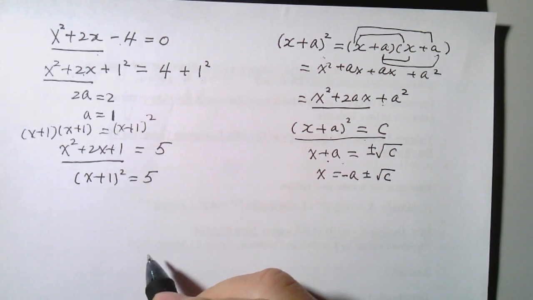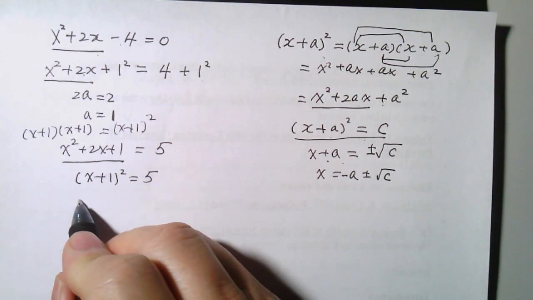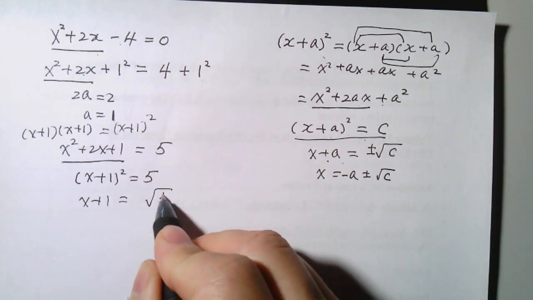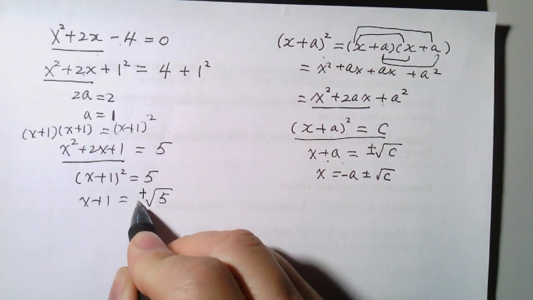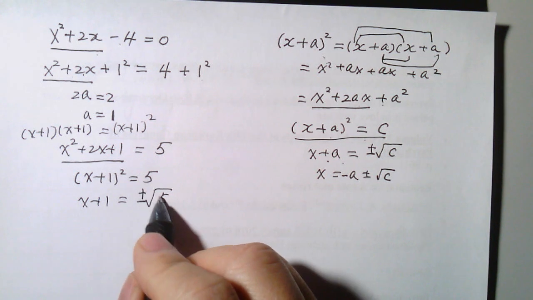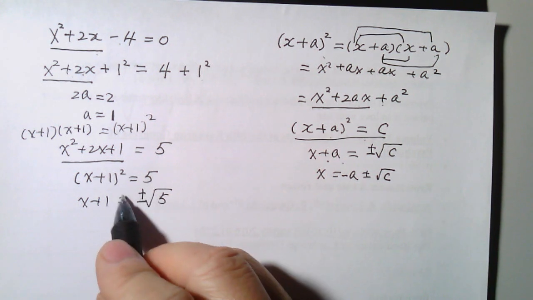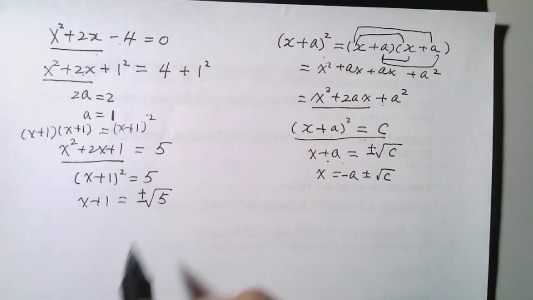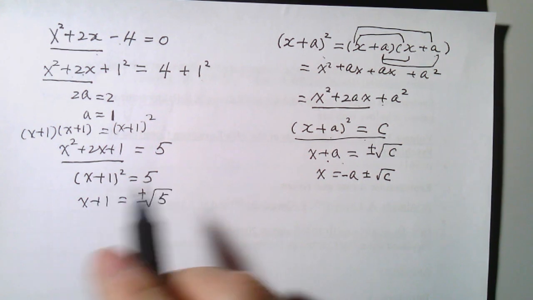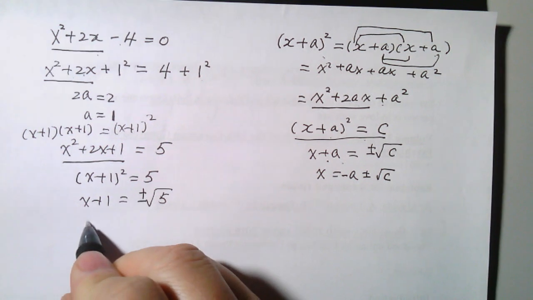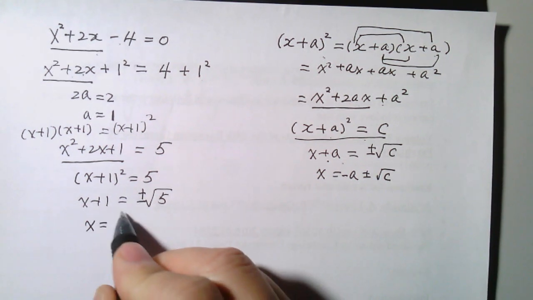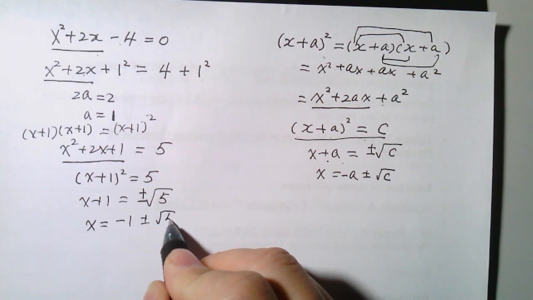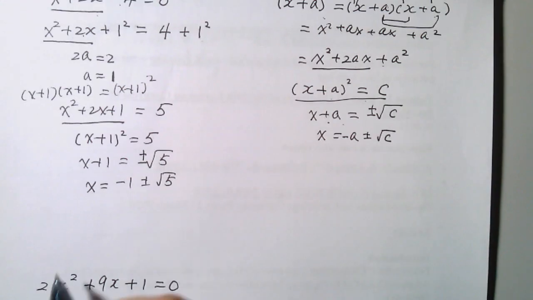I take square root both sides, so I have x plus 1 equal to square root 5. Always remember to put a plus minus. This is another very common mistake people easily make, and forget to put a plus minus. Okay, you're going to have two solutions there. So solve for x, subtract 1 from both sides, you get negative 1 plus minus square root of 5. So now you have two solutions.